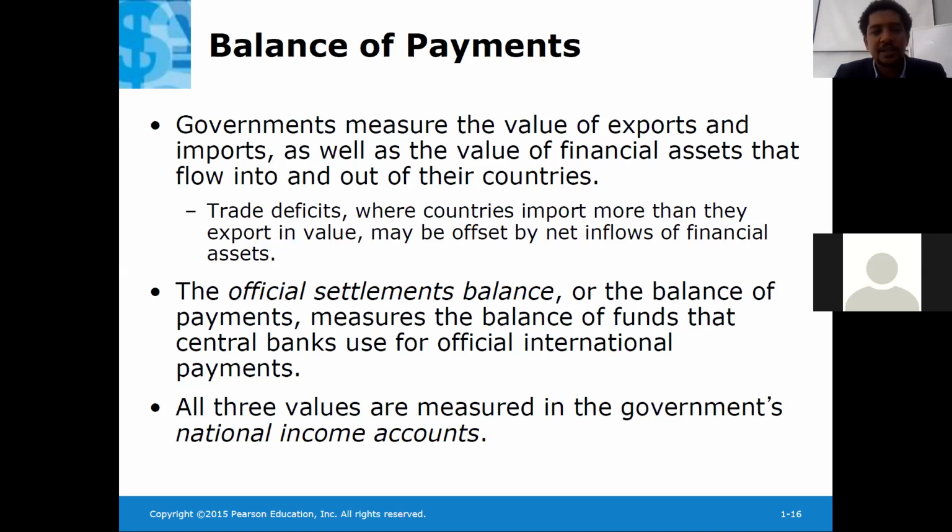Then the other thing is the official settlements balance, or the balance of payments, which measures the balance of funds that central banks use for official international payments. So all these three values, the trade, import and export, the trade deficit, and also the balance of payments, are measured in the government's national income account, okay? And a nation can evaluate its economic status based on these values also, okay?